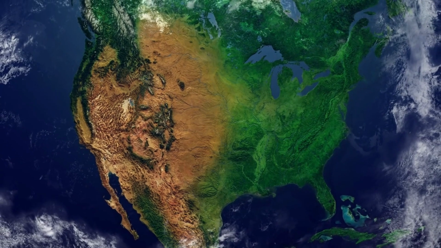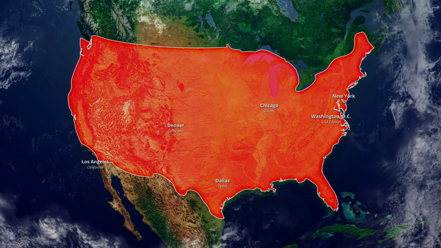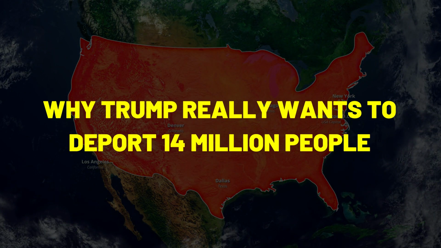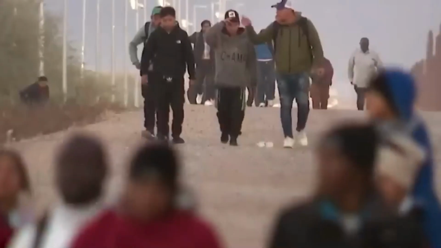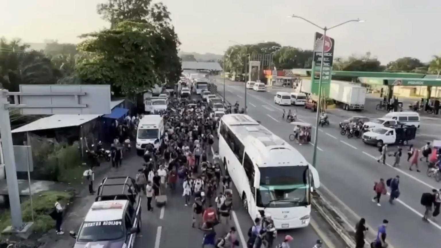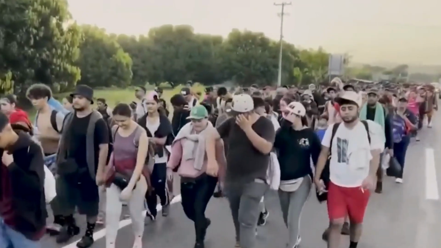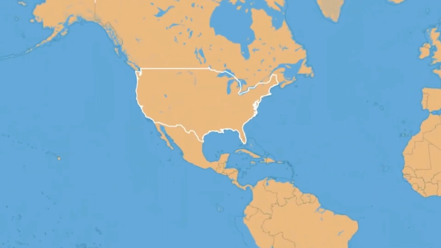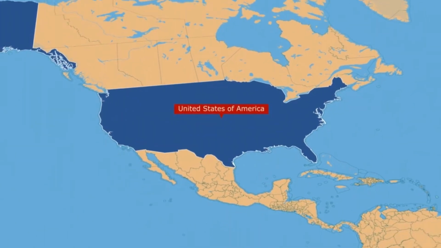Today, we're diving into a topic that has been at the center of political debates for years: why Trump really wants to deport 14 million people. On the surface, deportation might seem like a straightforward measure for border security, but as we'll see, there's a lot more beneath the surface. Stay tuned as we break down the history, economics, and political strategy behind this controversial policy.